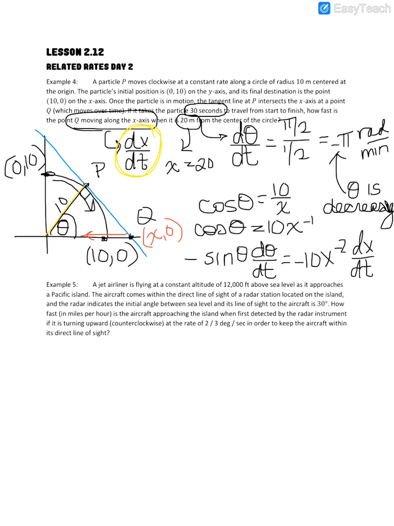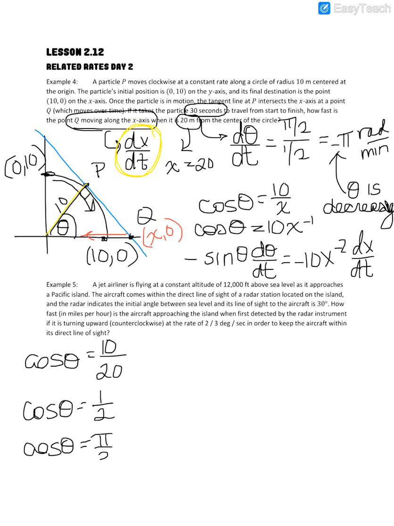So let's go over here. Cosine theta equals 10 over x. We want this to be the moment when x is 20. So that actually allows us to find our theta, which would be, by your t-chart, pi over 3. All right, so we're going to plug everything in now. So we have negative sine of pi over 3, d theta/dt, which is negative pi, equals negative 10 times 20 to the negative 2, dx/dt.